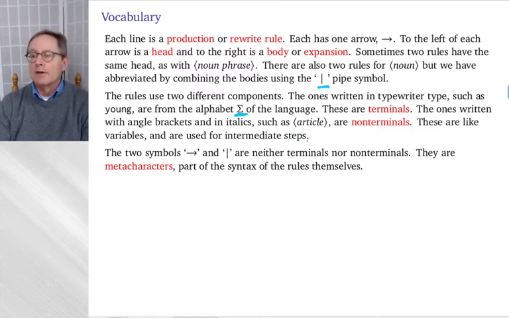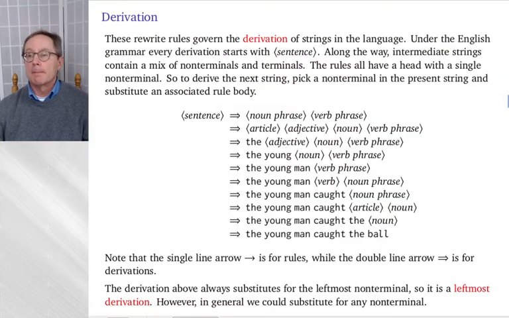So those are like variables, and they're used for intermediate steps. And in particular, when you see a grammar, they're often used to describe what you're trying to talk about. It would be awkward to say X and Y and Z. If you have sentence and noun phrase, verb phrase, then the name of the thing is helpful. So these are sometimes called syntactic categories. The two symbols, a single line arrow and vertical bar, pipe symbol, are neither terminals nor non-terminals. They're what's called meta characters. They're part of the syntax of the rules. So they're not going to appear in the language. They're there to help us write down the grammar.